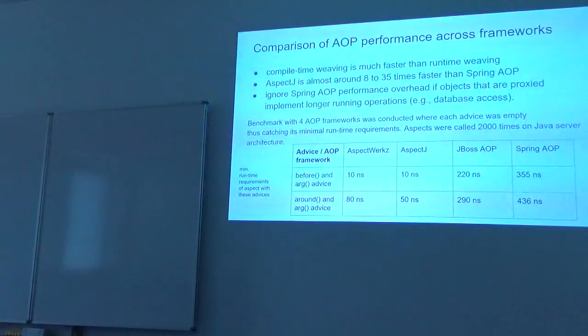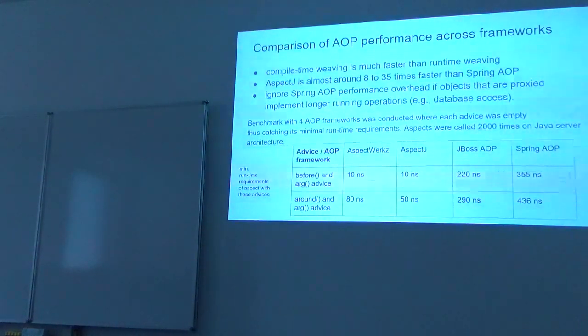There was a benchmark conducted with 4 AOP frameworks, and the output of this benchmark is that AspectWerkz was shown to be the best performing. AspectWerkz is just another framework being used for aspect-oriented programming. It's a framework for Java, and as you can see, Spring AOP is worse in this case because it's proxy-based. This benchmark was conducted in such a way that there were aspects, but these were empty aspects, thus capturing minimum requirements of this approach. And these aspects were called 2,000 times on a Java server architecture.